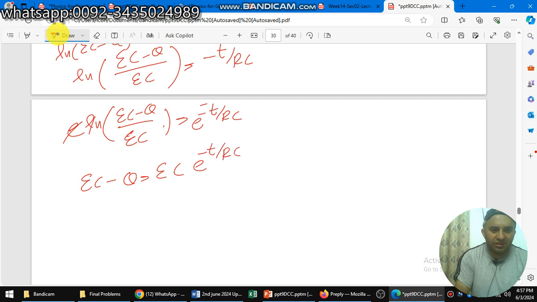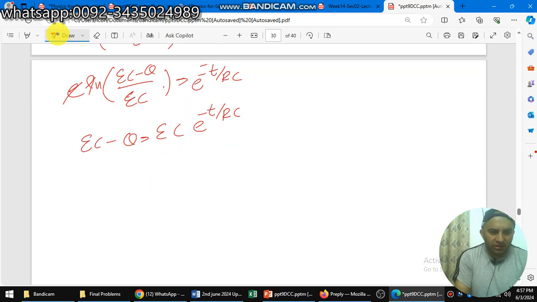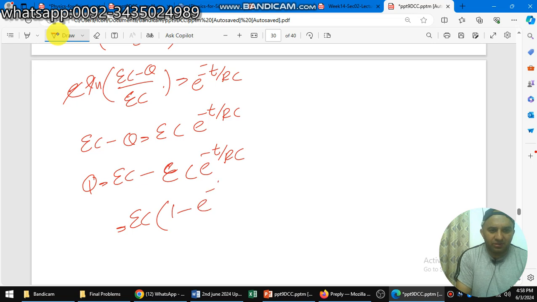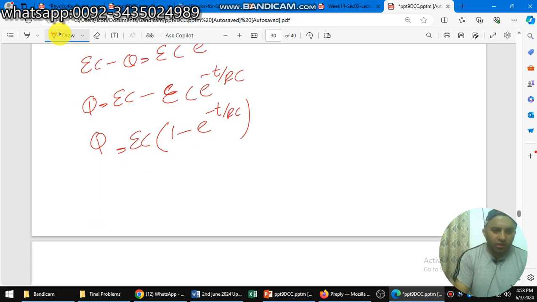So we can find Q, which is equal to EC minus EC E power −T over RC. Simply, if we take EC common, we get EC times (1 − E power −T over RC). So this is Q. This term is Q maximum, so Q is equal to Q maximum times (1 − E power −T over RC).